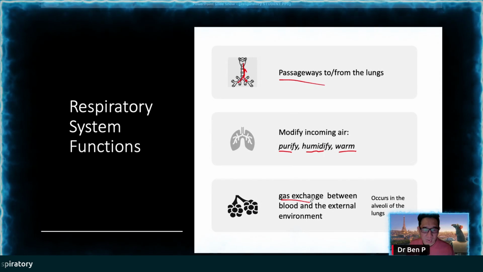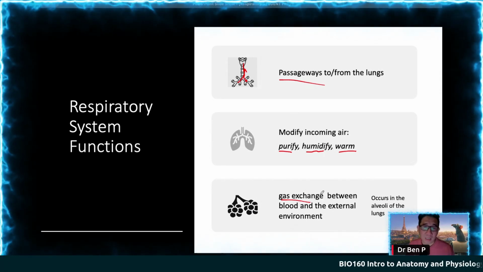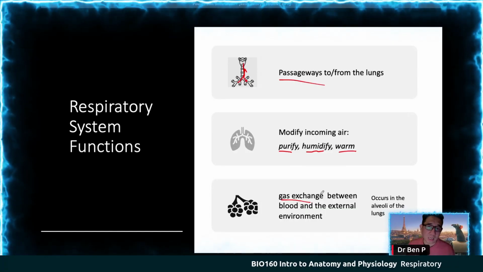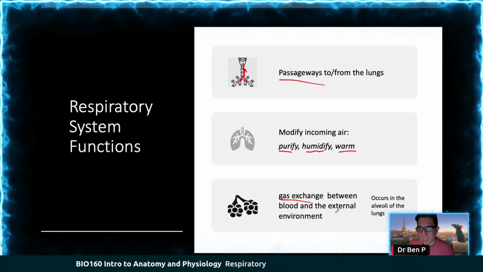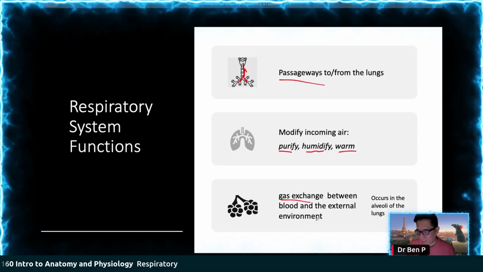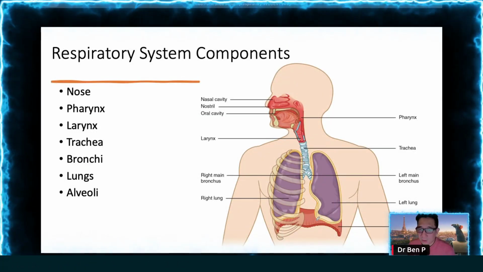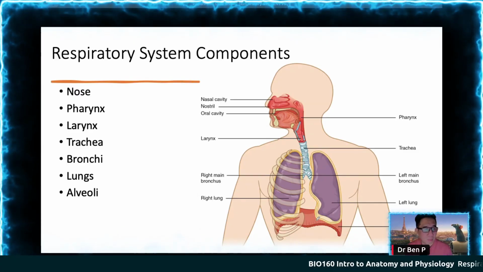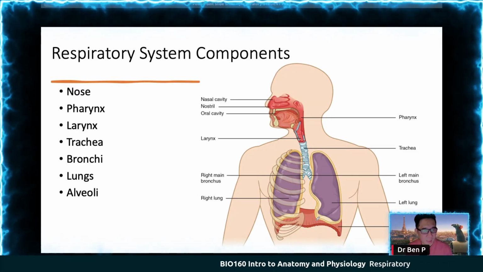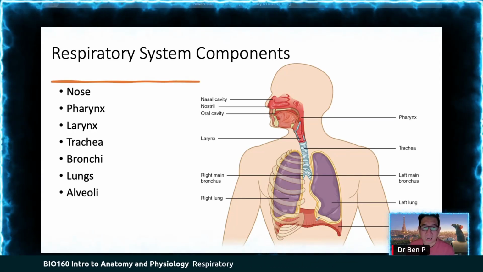The main function is the gas exchange. It exchanges the gases in your lungs, getting the oxygen in and removing some of the carbon dioxide, and then connecting that to your external environment. So we're going to talk about components, which is the anatomy of your respiratory system. You have your nose, your pharynx, your larynx, trachea, bronchi, lungs, and alveoli. We're going to go down in that list.